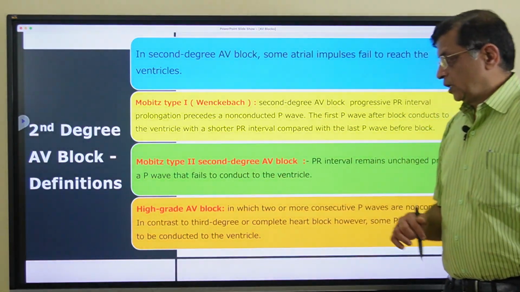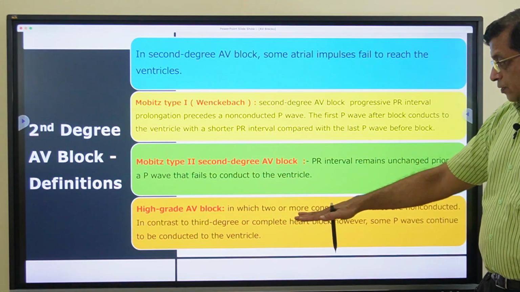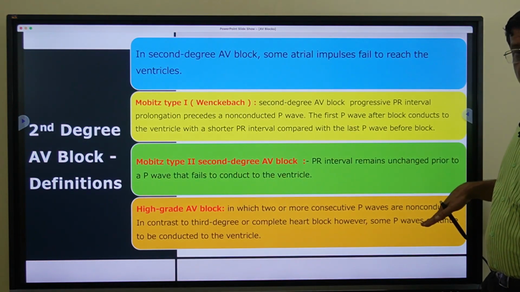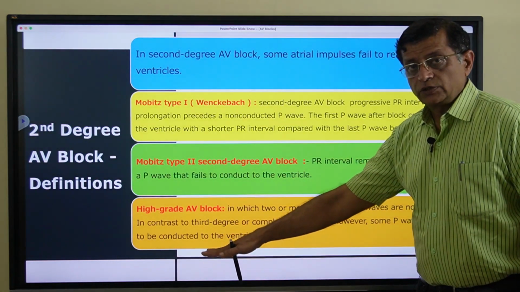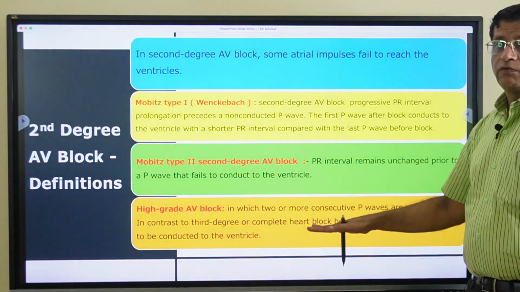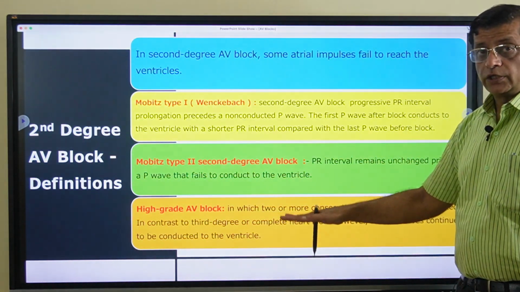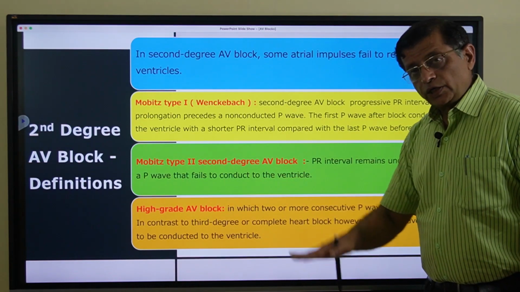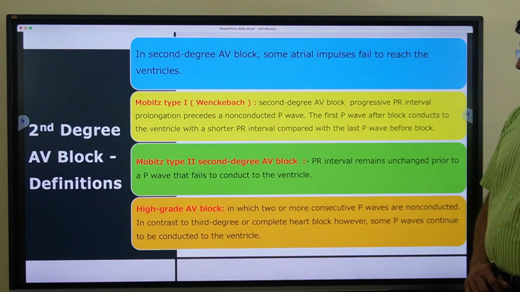In Mobitz 2 the PR interval is constant and then suddenly a P wave fails to conduct to the ventricles. High degree AV block is that block in which two or more consecutive P waves fail to get conducted to the ventricles, but at the same time it is not complete AV block, that is, not third degree AV block. There is no AV dissociation because some P waves continue to get conducted to the ventricles.